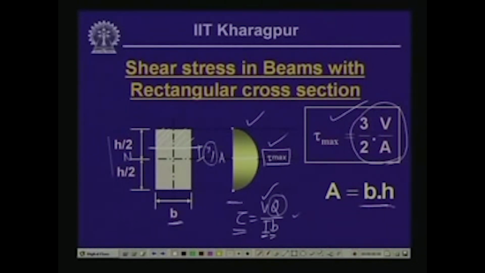A is the cross sectional area, b times h. So, the maximum shear stress occurs at the neutral axis, and for a rectangular section the maximum value is 3 by 2 V by A.